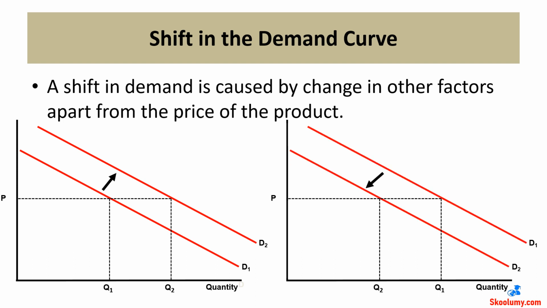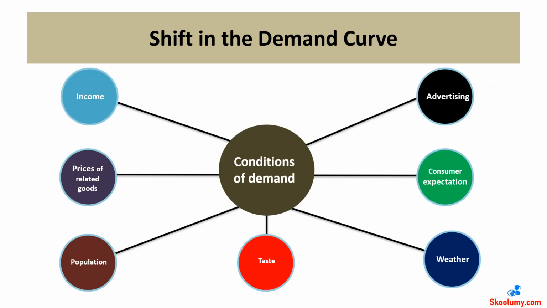A shift in the demand curve is caused by other factors apart from a good's price. The non-price factors that cause a shift in the demand curve include income, advertising, consumer expectation, weather, prices of related products, population, taste, and fashion. These factors are also known as conditions of demand. A shift in demand is also referred to as a change in demand. A rightward shift of the demand curve means the demand has increased, while a leftward shift indicates a decrease in demand. Let's consider the non-price factors, also called the conditions of demand.